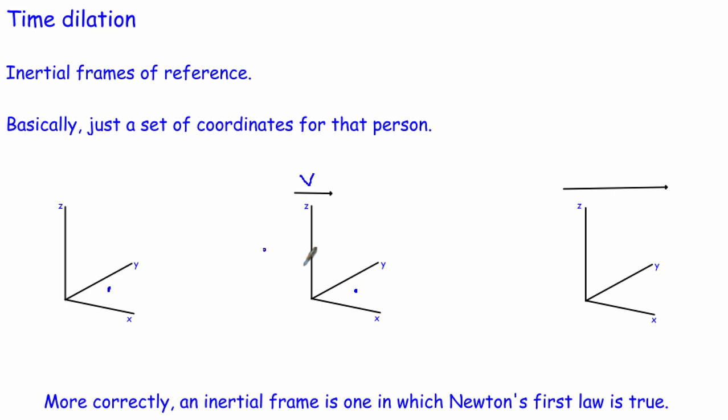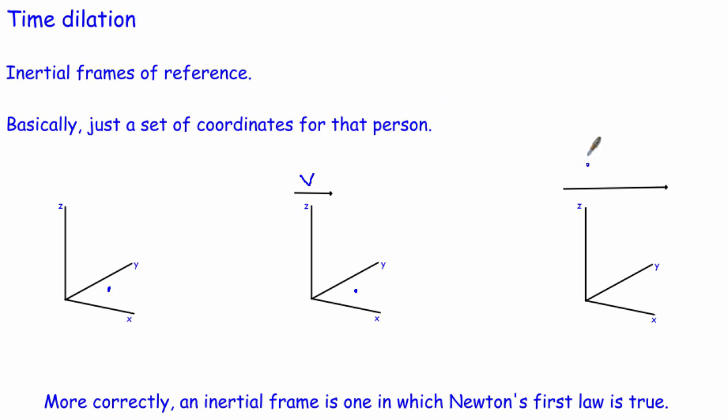It's actually impossible to say who's actually really moving unless you experience a force, and we'll come on to that in a second. But if one person is moving at constant speed relative to another, then we can say that both of these people are in an inertial frame. So this person's in an inertial frame and this person is just in a different inertial frame, and this one is travelling at a constant velocity compared to this one.